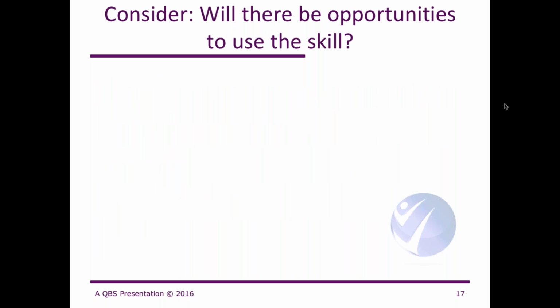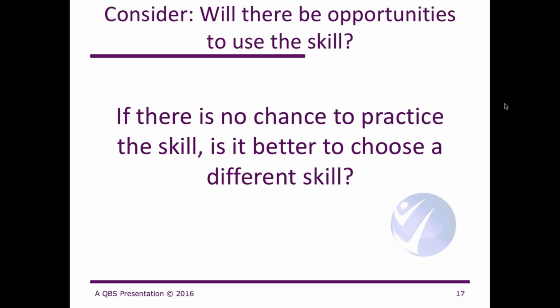Something else to consider. Will there be opportunities to use this skill? If there's no chance to practice the skill, it might be better to choose a different skill to target. For example, if I teach someone to make a sandwich, but they only have access to cafeteria-style arrangements in the residence, it might be more functional to teach that person how to get a tray, the appropriate utensils to use, where to stand in line, and how to serve themselves or request certain foods.